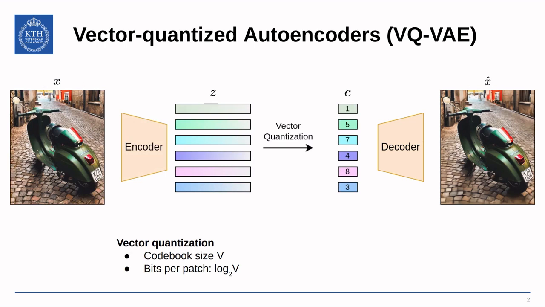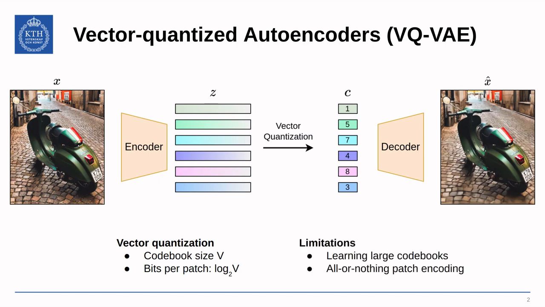This family of models has demonstrated good potential for image compression. In fact, it is sufficient to store the quantization index associated to each patch to reconstruct the image at a later time. If the codebook has size v, the cost in bits for encoding one patch is log v.